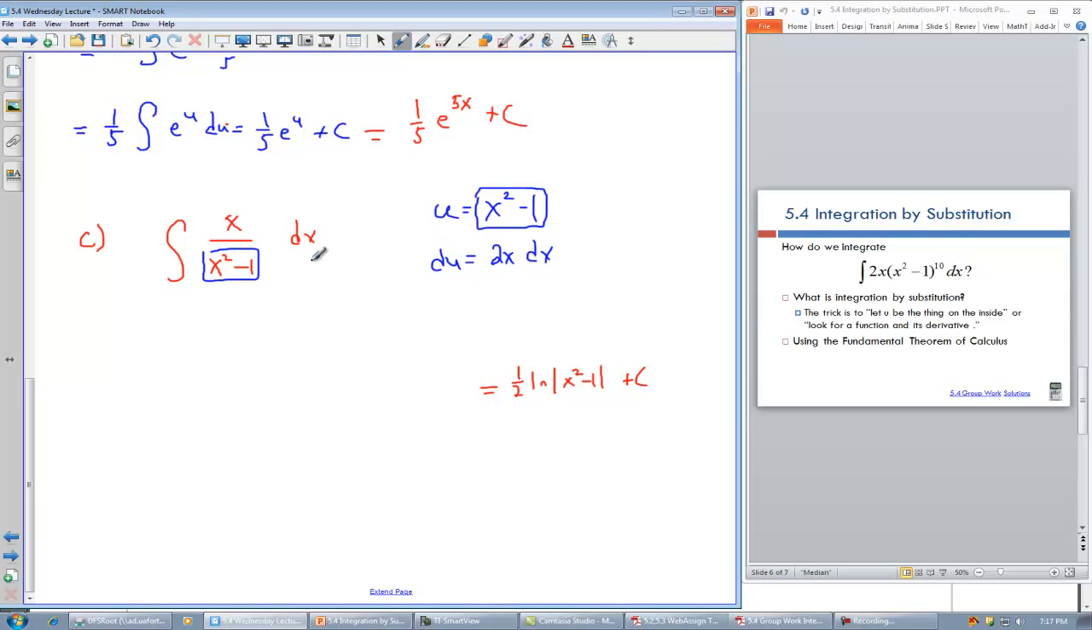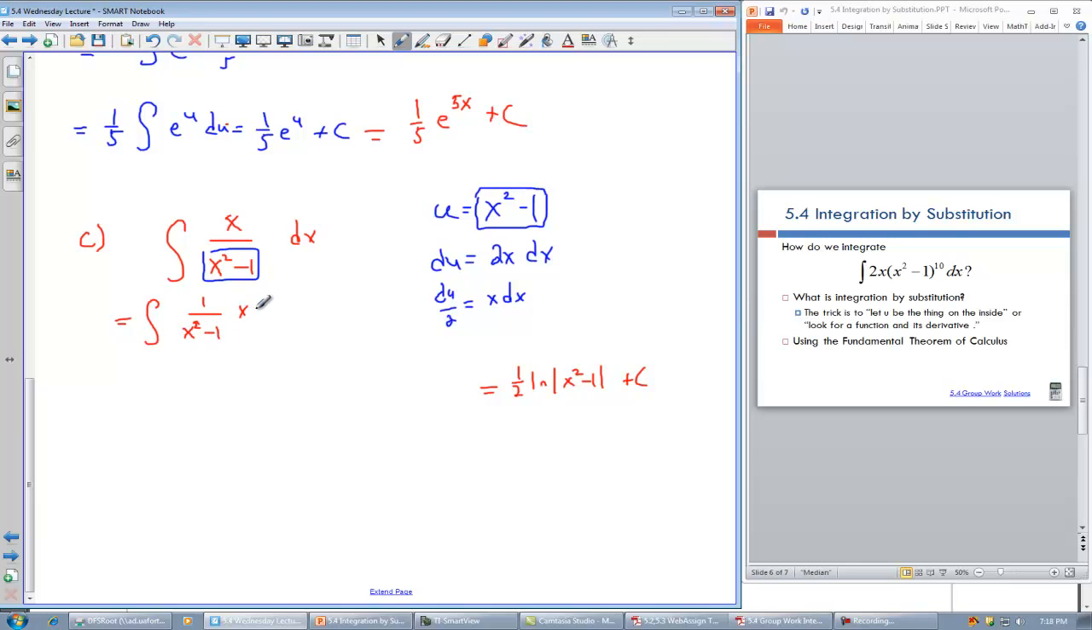And so what I need to do is figure out, how can I turn this into x dx? And it's real simple. I just divide both sides by 2. I get du over 2 equals x dx. So when I come back over here, and before I substitute back in, maybe it'll be easier if I write it like this, as the integral of 1 over x squared minus 1.